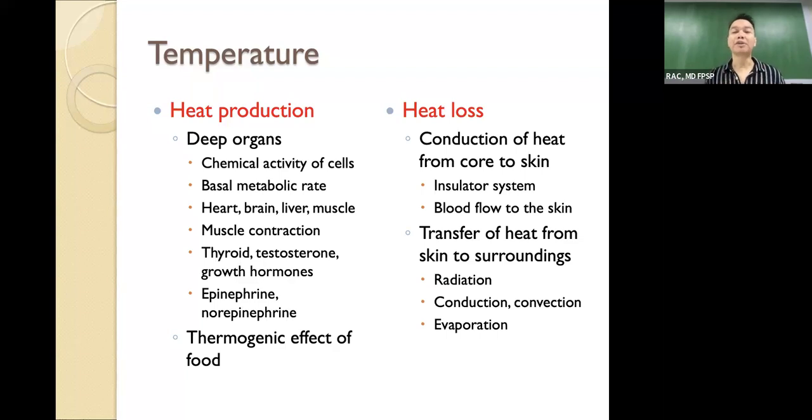Now, this core temperature will have to be conducted from the core going to the skin. Two factors play an important role for that: the insulator system of our body, which is the adipose tissue and blood flow to the skin. Both of these factors will determine the rate of transfer of heat from the core going to the skin. And from the skin, heat is lost into the environment, again, via radiation, conduction, convection, and evaporation.